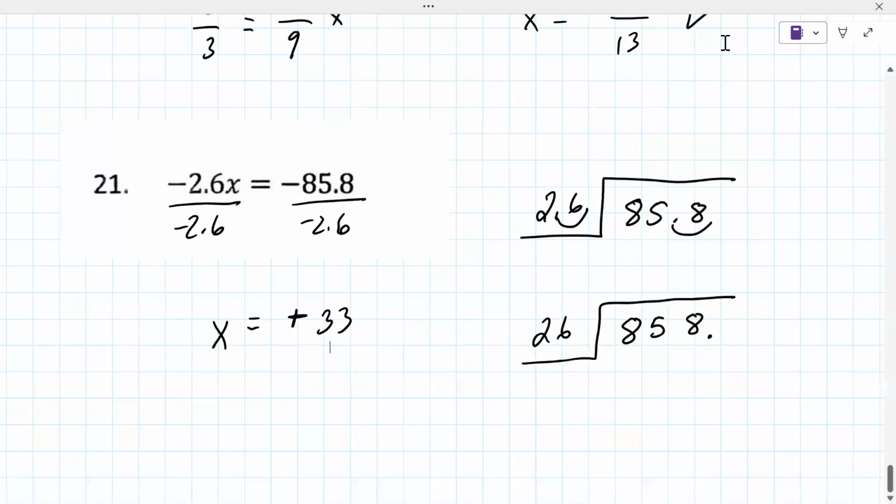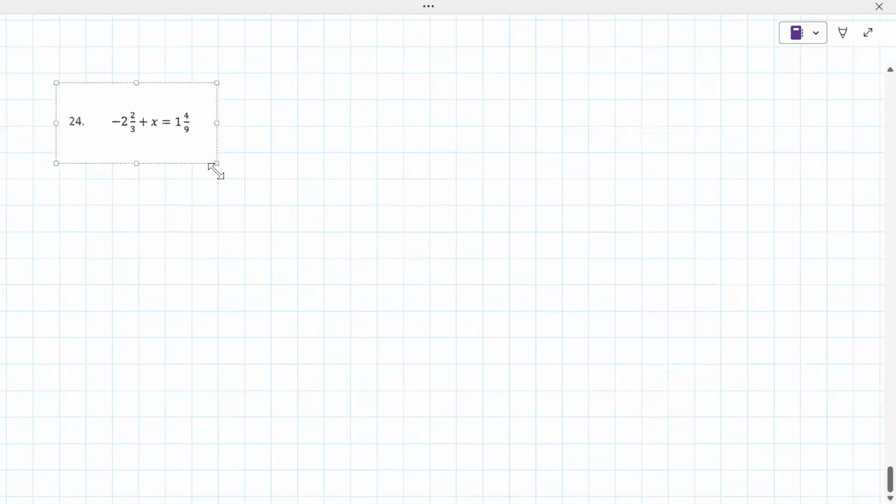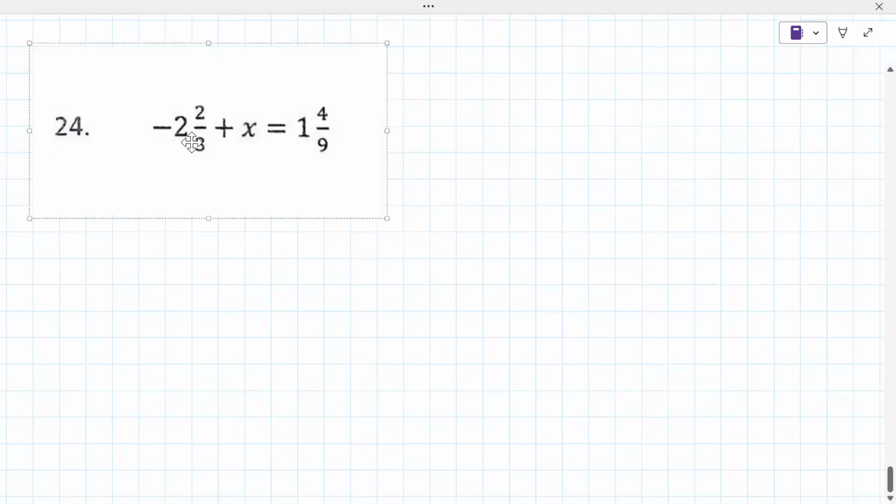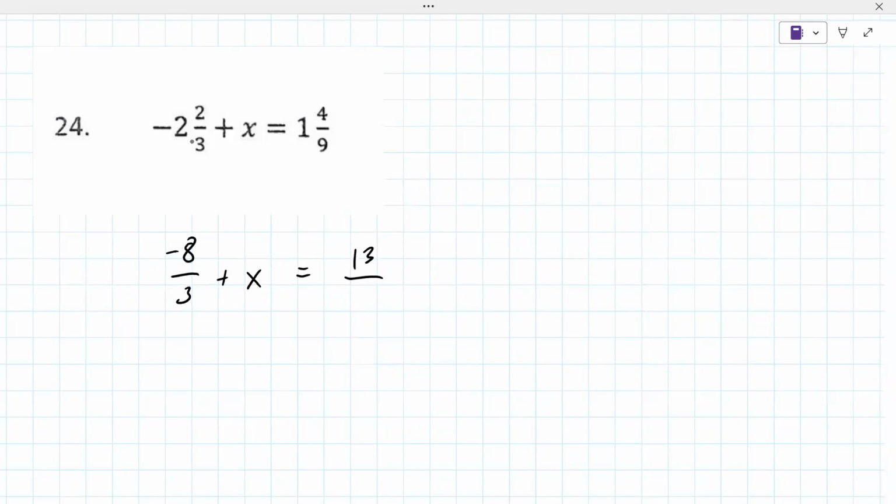It's a 24. Your choice. I would convert. I always convert improper fractions, but your choice if you want to do it now or after you move things around. I'll just do it now. 2 times 3, 6, 8, -8 over 3 plus x equals 1 is 4, 13 over 9.